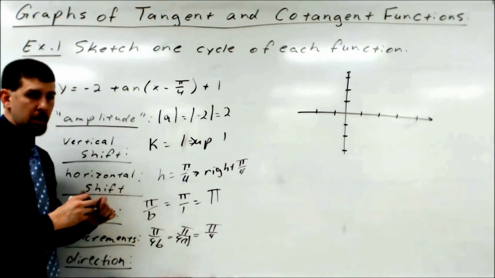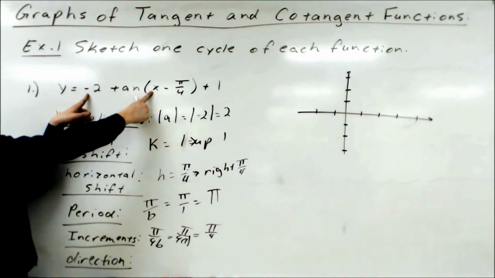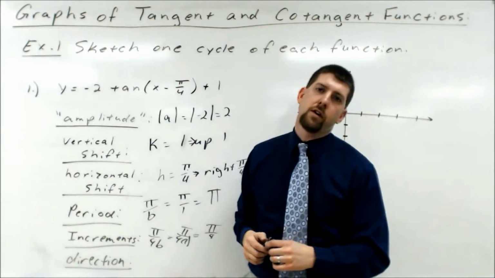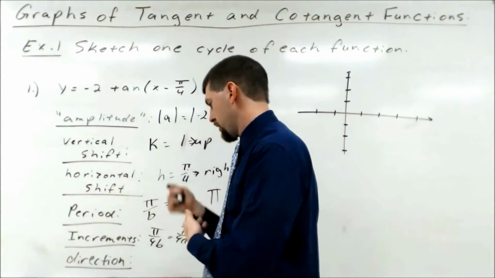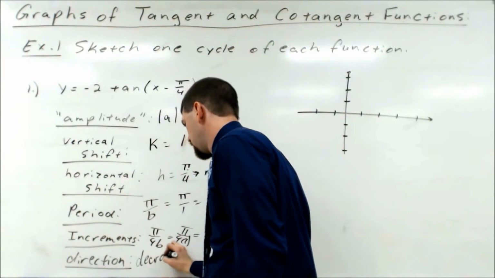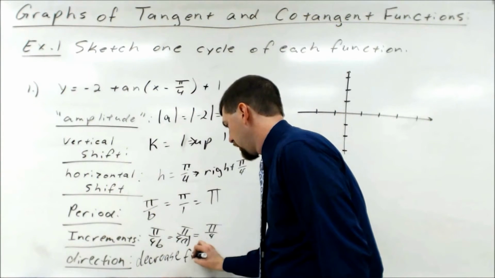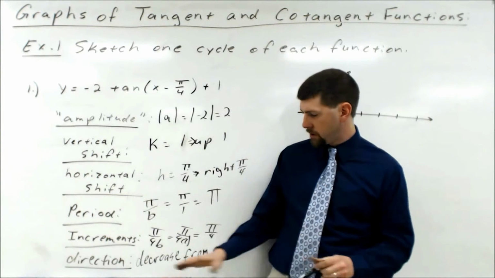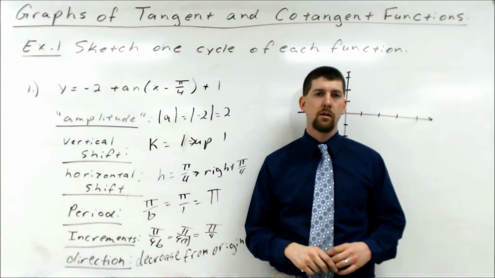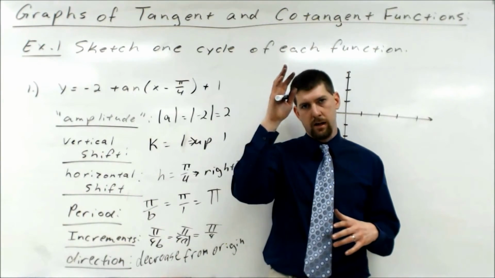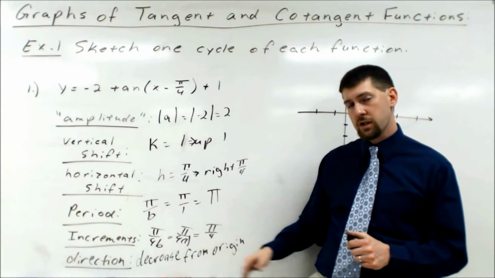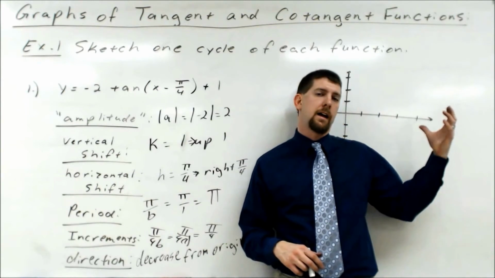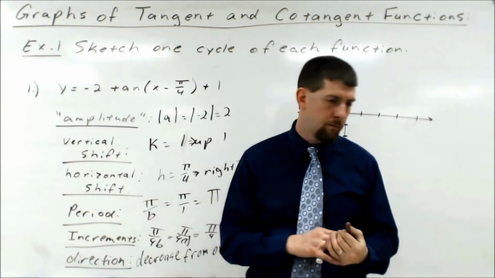And then the direction to finish out. Remember, for direction, we looked at the signs on A and B, -2 and +1. Signs are opposite, so it's going to flip our graph over. So if the signs are opposite, we're going to be decreasing from the origin. Remember, specify from the origin or from the asymptote, because tangent comes out of the origin, and cotangent comes out of the actual asymptote.